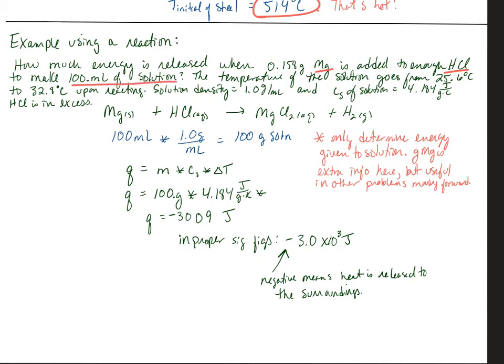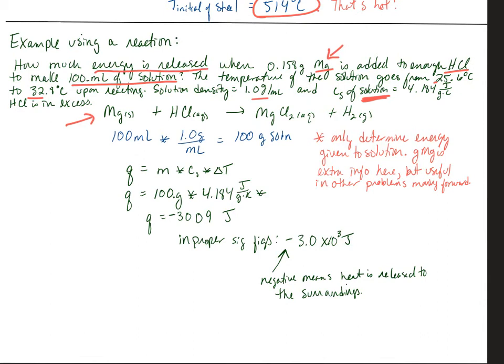The solution goes from 25.6 degrees Celsius to 32.8 degrees Celsius. And it gives you a solution density, it gives you the Cs of the solution, in other words, the specific heat capacity. And then we know that this is the equation. Now, in this case, we don't need to know how much that is because we're only being asked for how much energy is released. Okay?